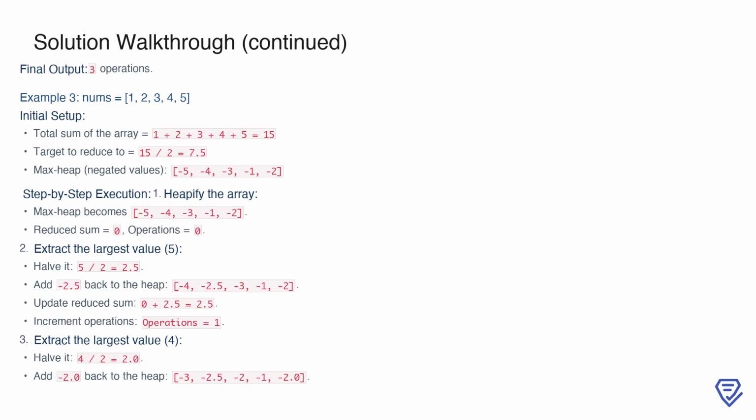Now, let's analyze example 3 with nums equals 1, 2, 3, 4, 5. The total sum of the array is calculated as 1 plus 2 plus 3 plus 4 plus 5 is equal to 15. The target sum to reduce to is 15 divided by 2 is equal to 7.5. Using the same approach, we initialize a max heap with the negated values of the array, resulting in -5, -4, -3, -1, -2.